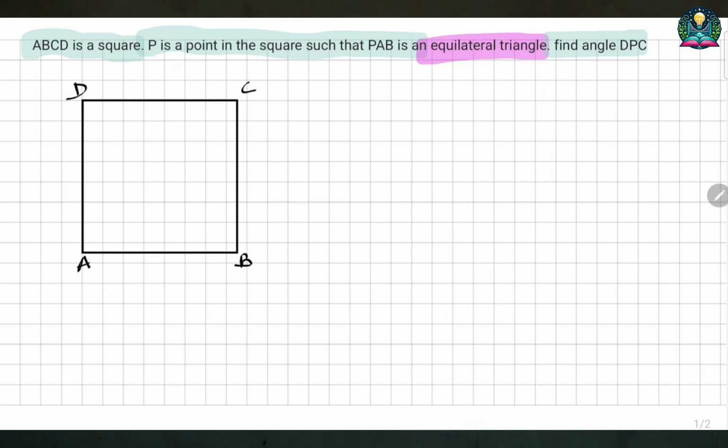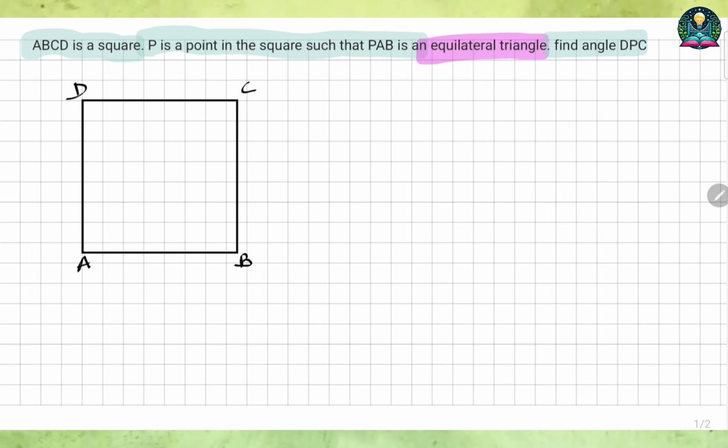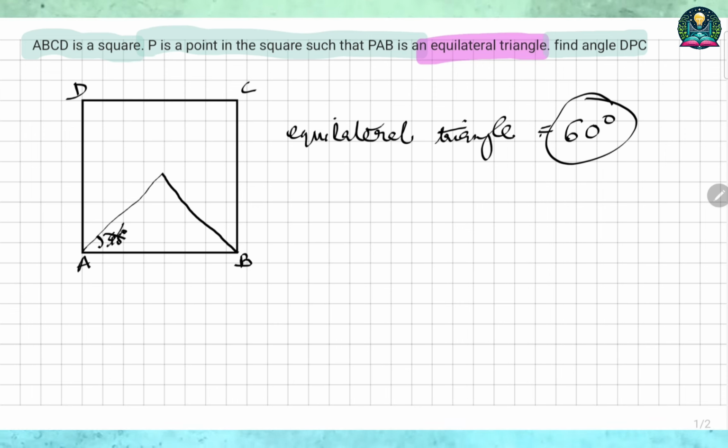Now let's try and plot point P. Now we know that PAB is an equilateral triangle, and a common mistake that students make is they tend to plot P in the center of the square. So what happens if you plot P in the center of the square? Let's take a look. So guys, is this an equilateral triangle? It's not. You should know that for an equilateral triangle the angle is 60 degrees, and this looks like something like 45 degrees. So you should always keep these little things in mind.